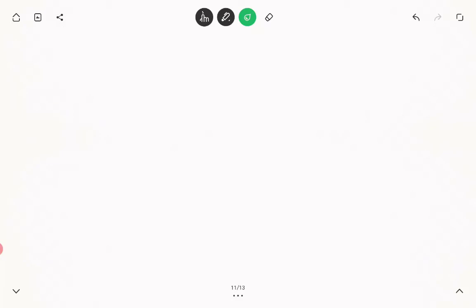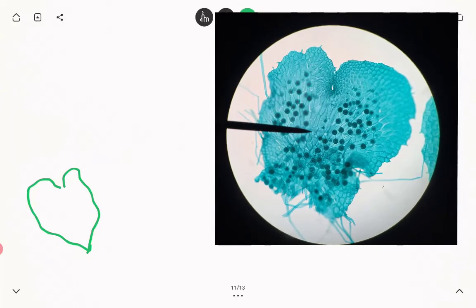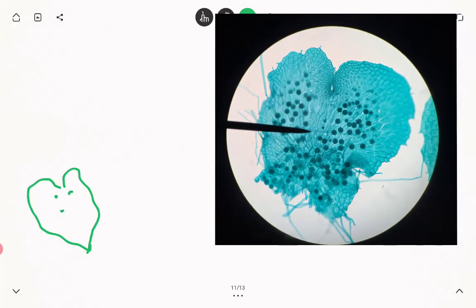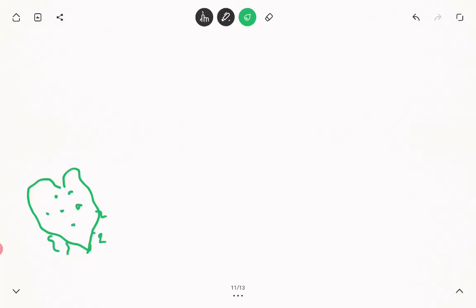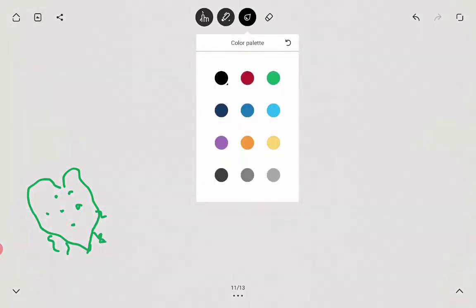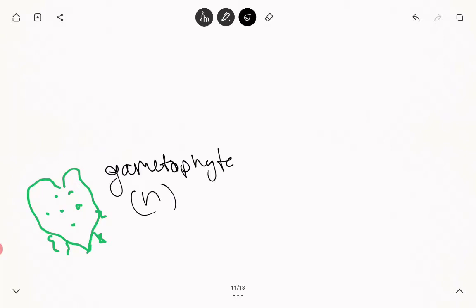Okay, so what does this look like? Let's start out again with the gametophyte. The gametophyte in ferns and other seedless vascular plants has a weird heart shape to it, and there are structures on this gametophyte. Remember, this is the gametophyte, so this is the haploid stage. In ferns, we give this a special name. We call it a prothallus.